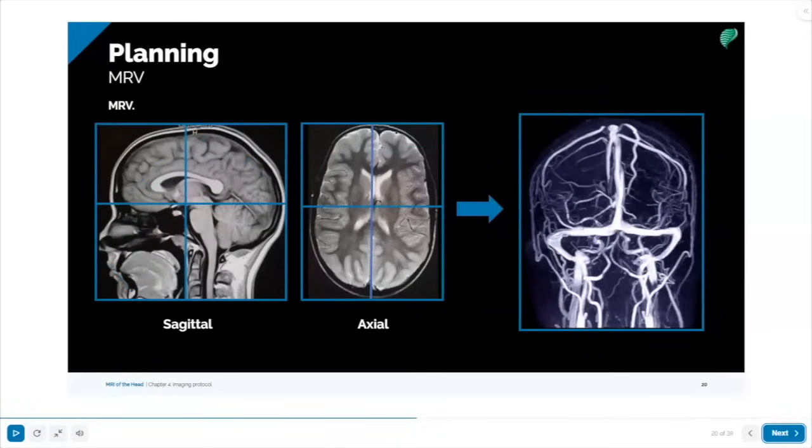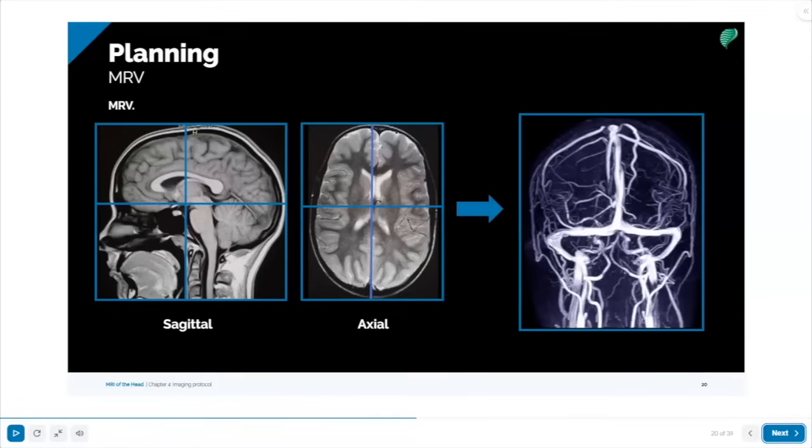MRV imaging looks at the venous system of the brain. Common sequences for MRV include time of flight, phase contrast, and contrast enhanced. The field of view should cover the entire head to ensure the inclusion of all the venous system branches. Coverage should extend from the skull base to the vertex and from ear to ear. MRV is typically done in three-dimensional, so the image plane should be reconstructed in all three planes. Flow compensation techniques are used at times to reduce motion artifacts from blood flow.